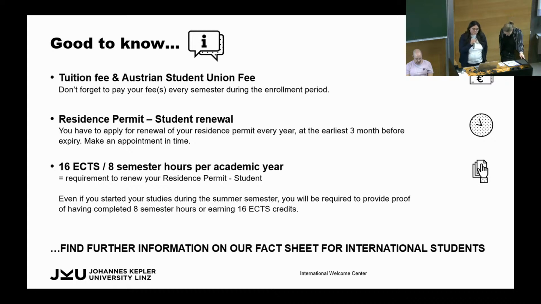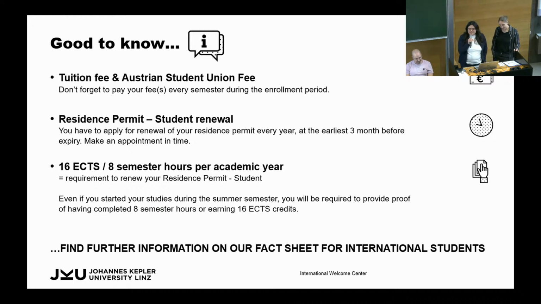About the residence permit renewal, very important. Most of the student residence permits last just for a year unless you have a special residence permit with mobility. Please don't forget to make an appointment up to 3 months before your residence permit is expiring. You don't have to do it on the phone if you don't like it. We can also explain to you in the International Welcome Center how to do it online, so you don't have to talk with anyone if you don't want to.